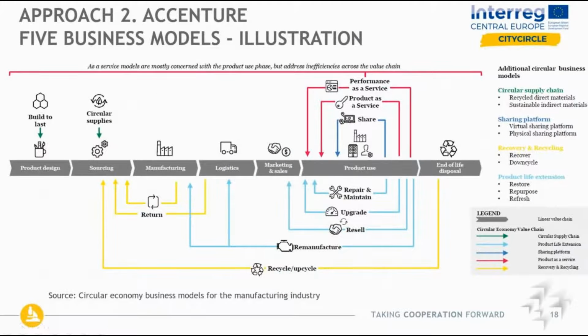And this illustration I find also quite helpful to show. You have here a typical linear value chain, and it is illustrated how those 5 business models can intervene and can make it more circular. So it's the loop principle of the Ellen MacArthur illustration, but broken down to a singular value chain of a manufacturing company. So this I found quite useful to understand.